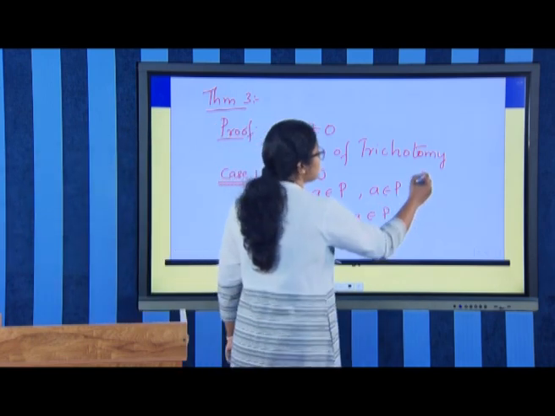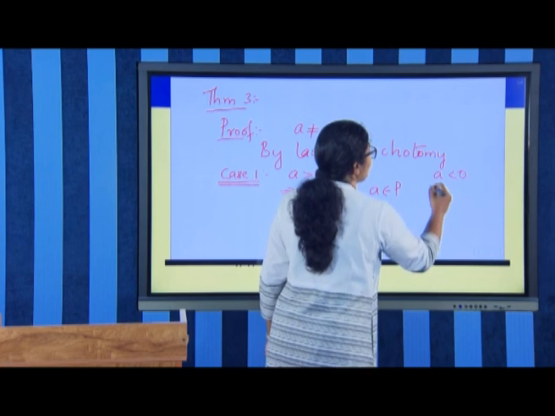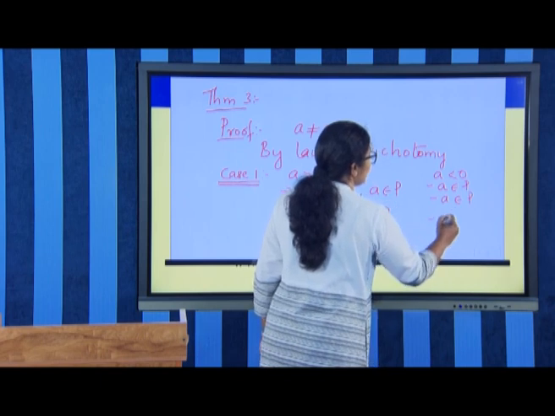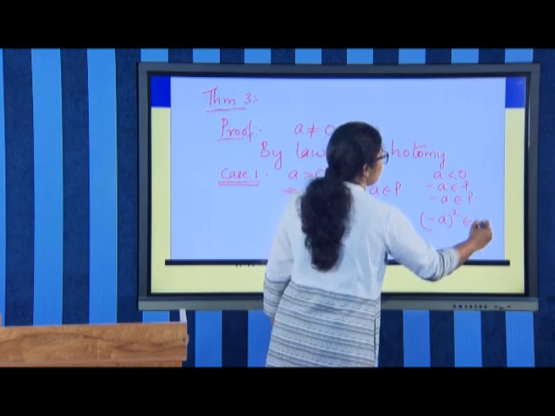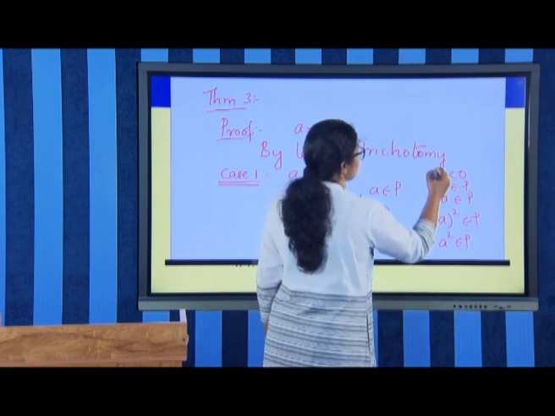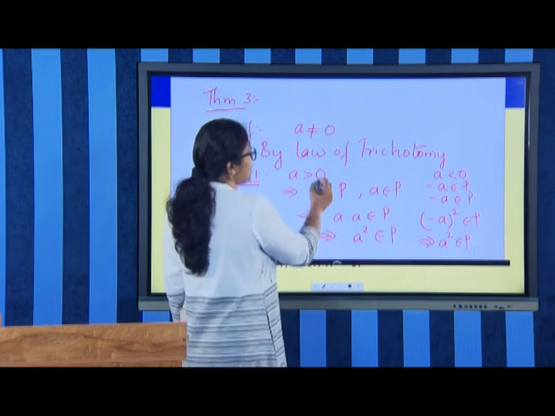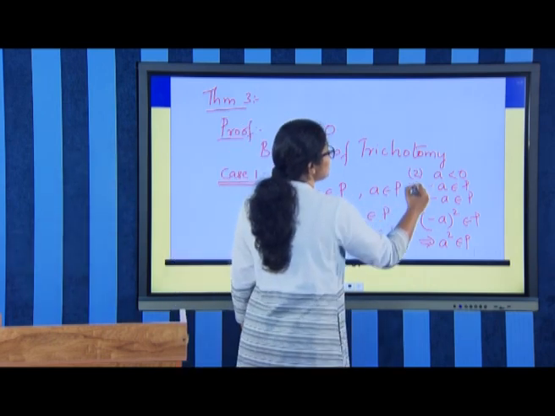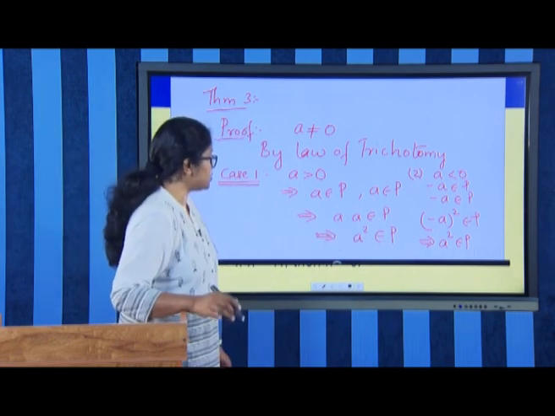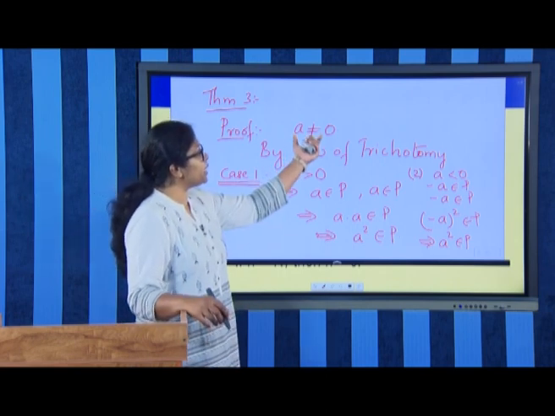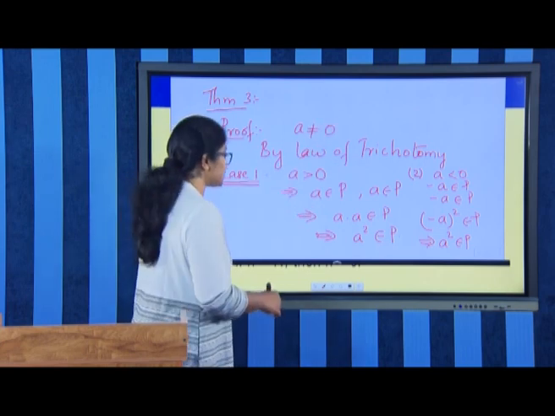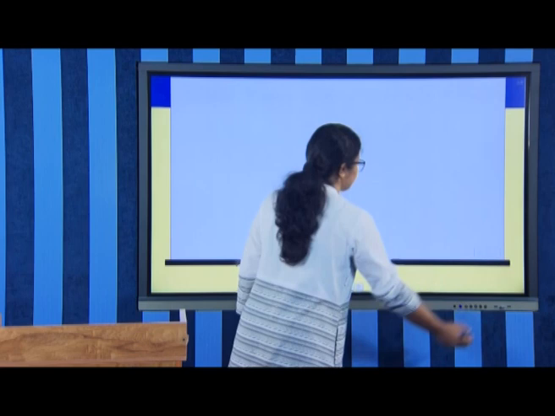Similarly, if A is less than 0, you have negative A belongs to P. So, again you take negative A belongs to P, the product of these two belongs to P, which shows that A square belongs to P. So, that is case 2. So, case 1 is A greater than 0. Similarly, you have the second case. If A is less than 0 also, A square is greater than 0. So, in both the cases, for any non-zero real number, the square of that number is always positive. So, that is a very important result that you have to keep in mind.